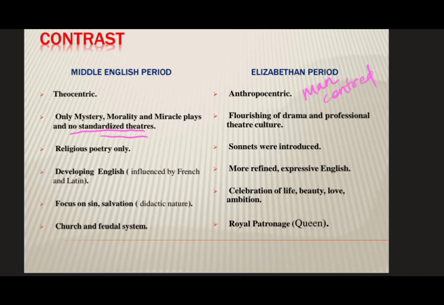Sonnets is a form of poetry, a 14-lined poem. So this was first introduced in Elizabethan period. It was introduced by Thomas Yuan.